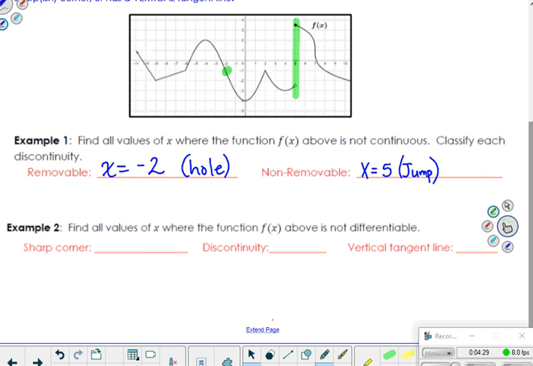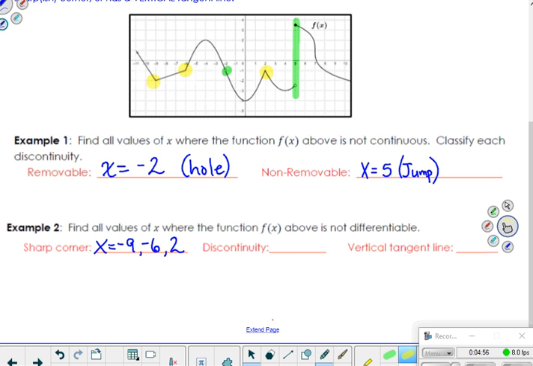Example 2, we're going to pick up that vertical. Find all the values where the function above is not differentiable. So look for sharp corners. How many do you see? I saw 3. So sharp corners. X equals -9, -6, and +2.